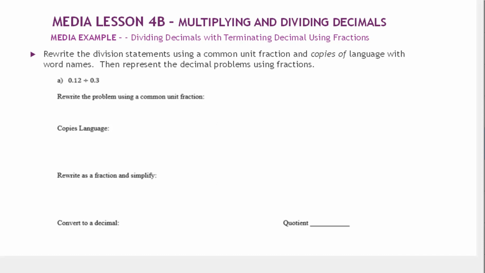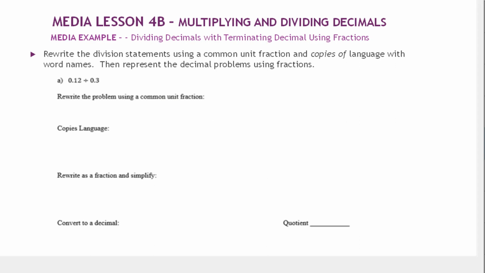In this example, we're going to divide decimals with terminating decimal quotients using fractions. So our final answer isn't going to be a whole number like it was in the last example. We could have decimal answers too. And we're going to use fractions to aid us in finding the result and rewriting it as a decimal.